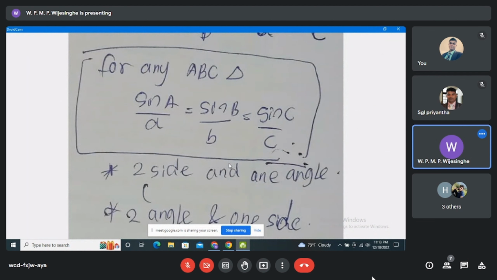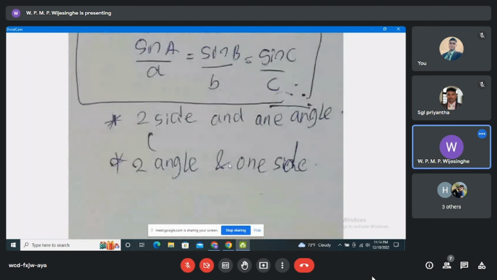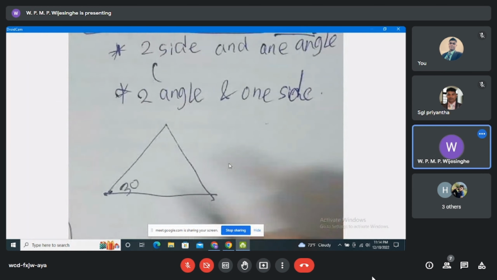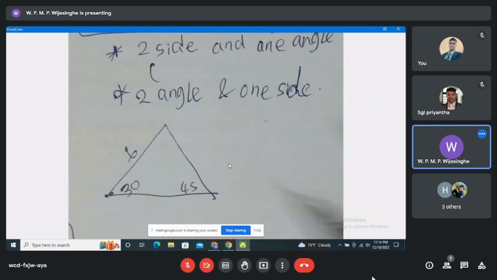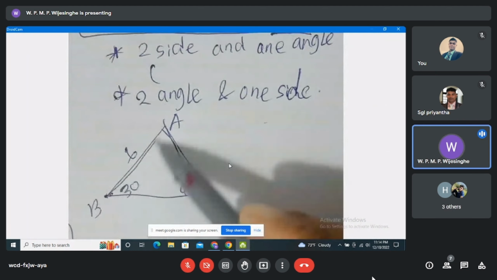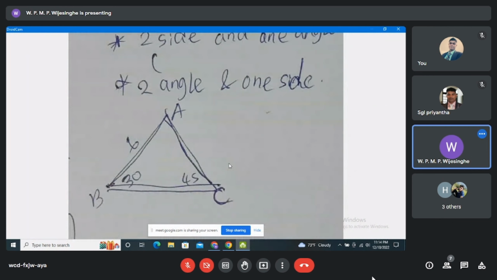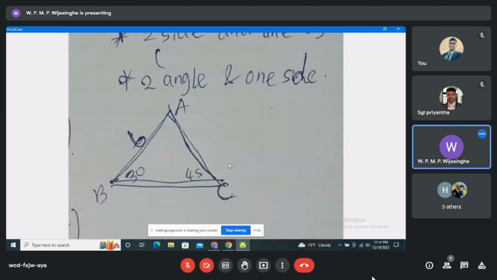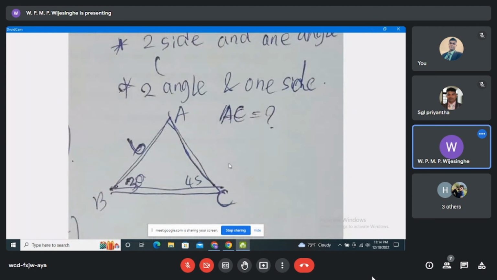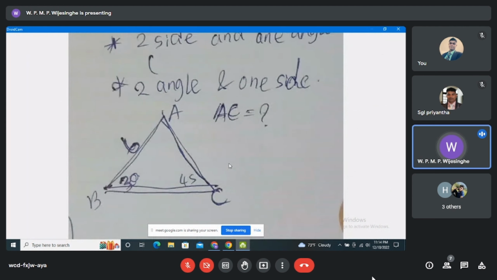Okay. Let's consider this triangle. The angles are 30 and 45. This length is 6. A, B, C. You can find the length AC by using the sine rule. Do the calculation. Find the AC length. Just apply the sine rule.